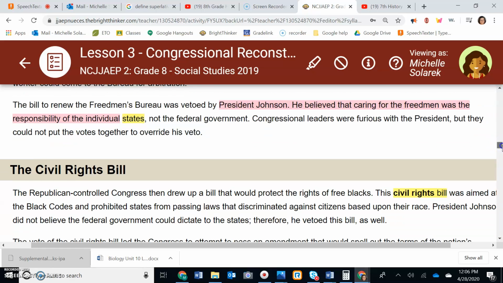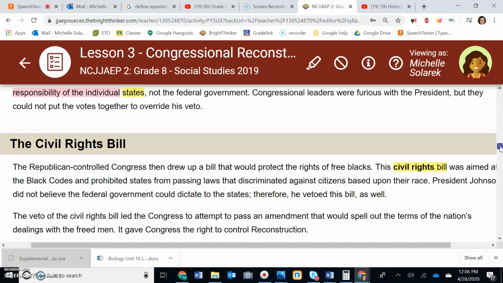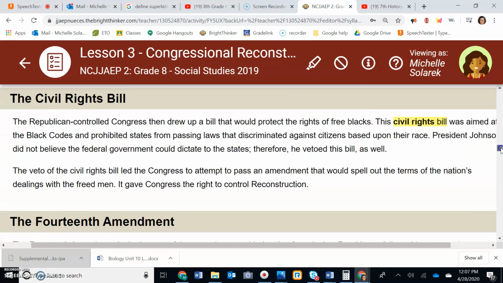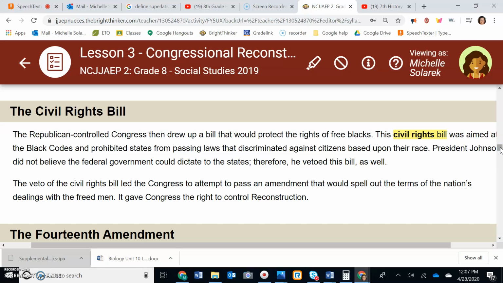Okay, so this, along with some other stuff, gets President Johnson in trouble. And what was it? It's the Civil Rights Bill. So number 9, if you will just write down Civil Rights Bill, that'll be your last answer. And I'm going to tell you what this is, answer key. Okay, I'm going to tell you what this is.